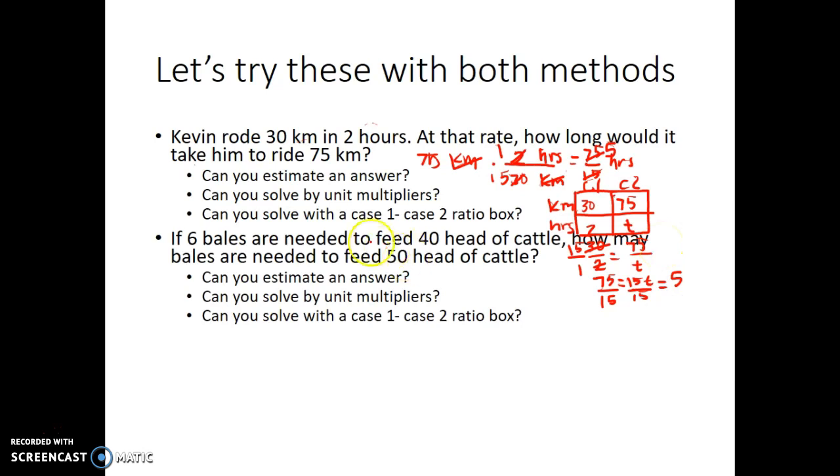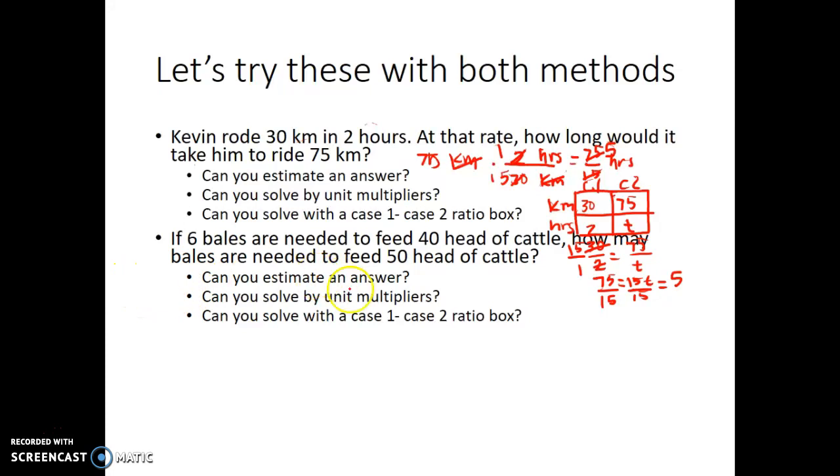Here's another problem. I'm sorry that it's getting a little written over here, but if 6 bales are needed to feed 40 head of cattle, how many bales are needed to feed 50 head of cattle? So again, if I'm estimating, I'm realizing that it's actually not that many more cattle than I had in the first case. So I don't know, maybe 7 or 8 bales, something like that seems like it would be appropriate.